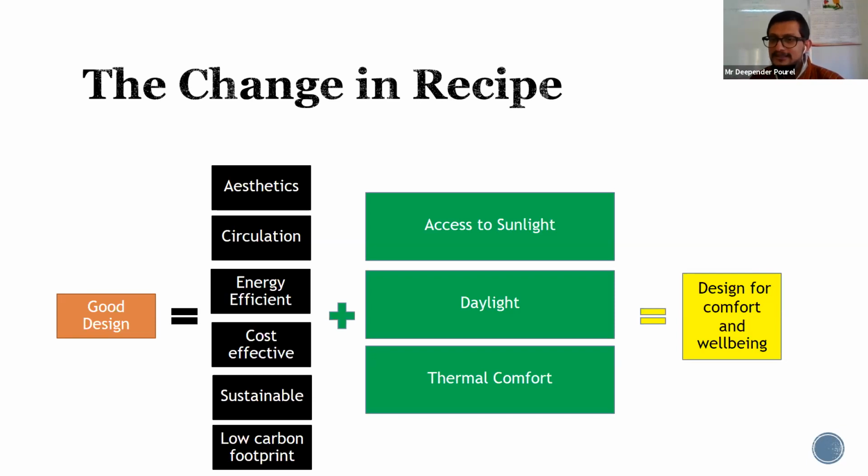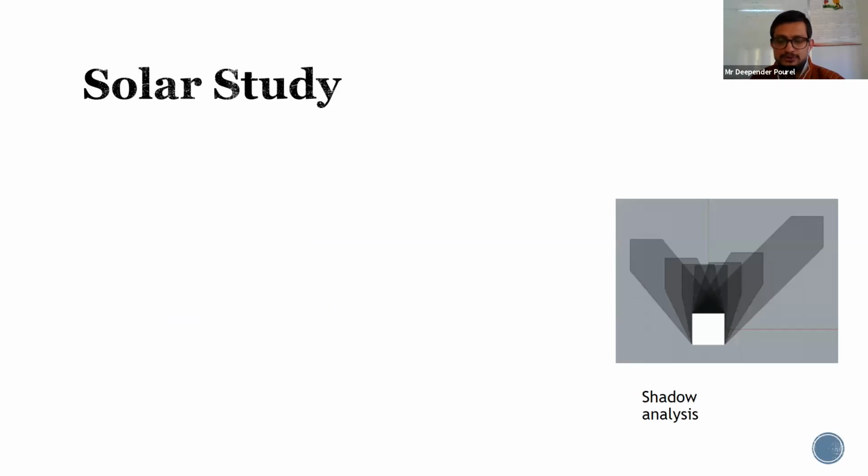So that is a distinct definition that we have to put in. We should not compromise our comfort for reducing our energy bills or for saying that we are energy efficient. We should be within the thermal comfort standards. We should get good daylight but still be energy efficient, and that is the goal we should work towards.